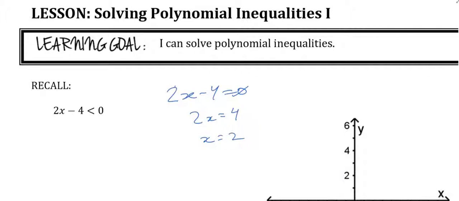But the difference with inequalities is there are many numbers that will make this true. So our solution looks a little bit different. So how do I do this? I do 2x less than 4. I just move the 4 over. In this case, it's the same as solving a linear equation. Divide both sides by 2, and I get x less than 2. And that's the threshold where it goes from being not true to true. So anything smaller than 2 will work for this equation. Anything bigger than 2 won't. 2 times 3 is 6, minus 4 is positive 2, which is not less than 0, so that doesn't work.